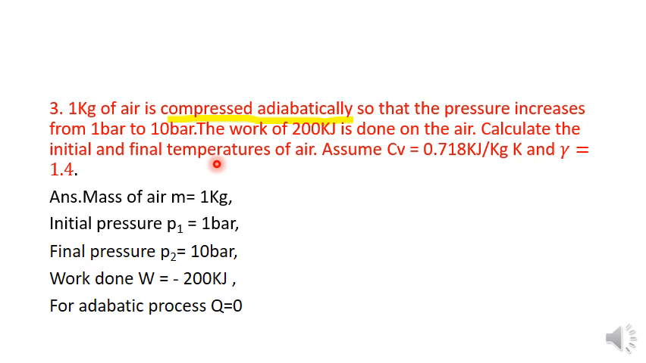So T1 and T2 we have to calculate, given the Cv value and gamma value. By using these two values we can calculate the Cp value and R value also. And for the adiabatic process the heat transfer Q is equal to 0. So the mass of the air m is 1 kg, initial pressure 1 bar, final pressure P2 10 bar. The work done of minus 200 is very important here, because if it is compressed adiabatically, work done is negative. Work done negative means internal energy is increasing. For the adiabatic process, what is the condition? The net heat transfer is 0.